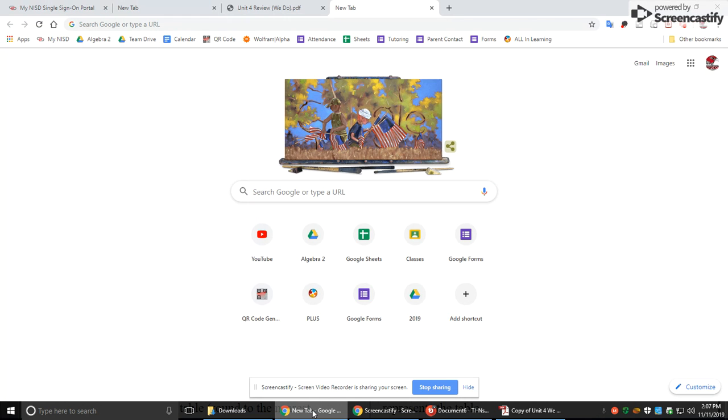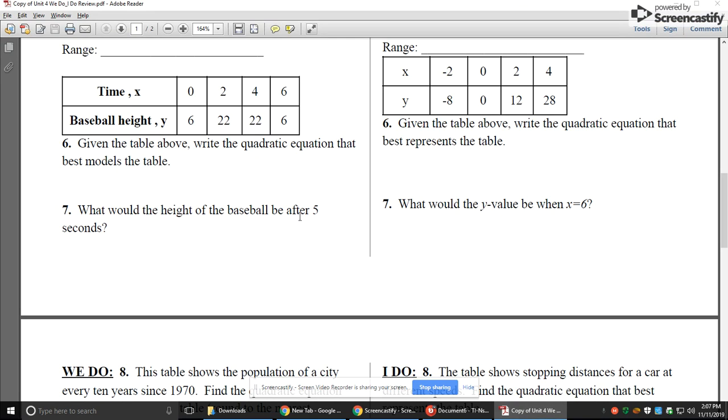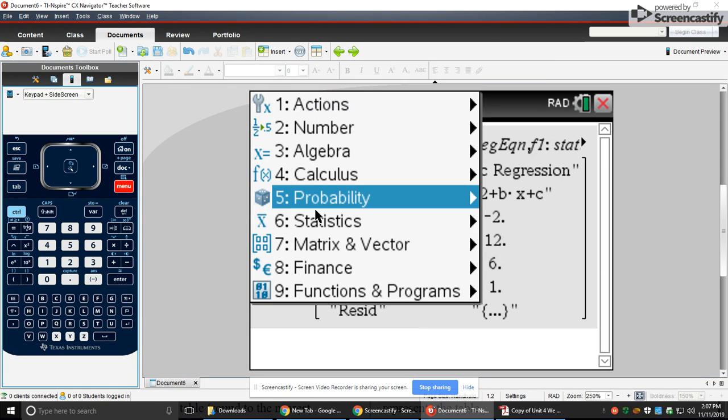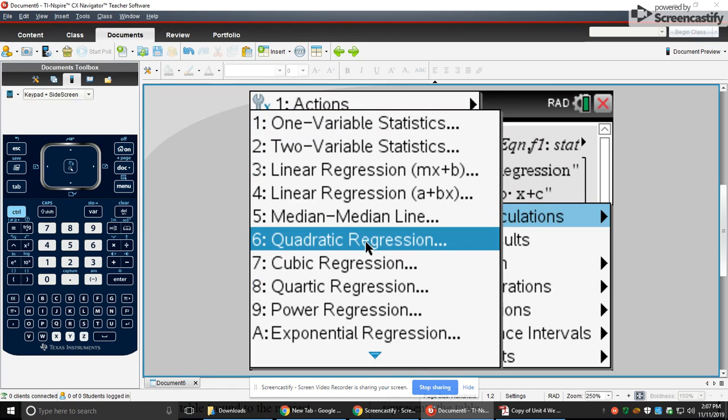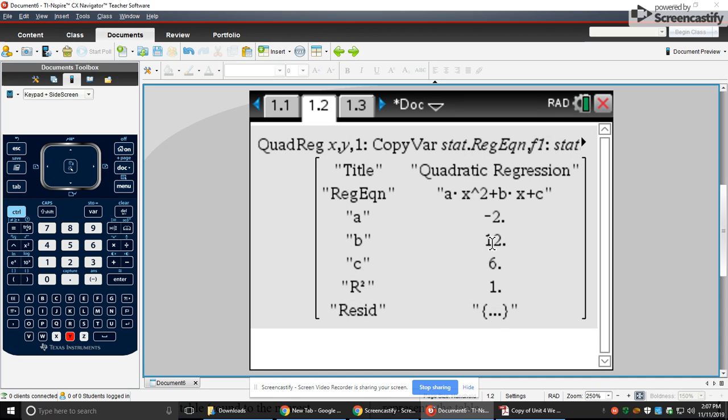I'm working on number 6. I plugged that into my lists and spreadsheet. I did Control Doc 1, and then Menu, 6, 1, 6, and then X list was X, Y list was Y, and then I pressed OK, and I got this.